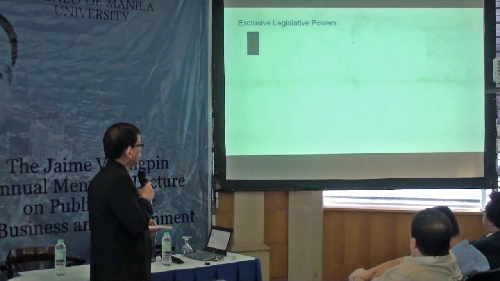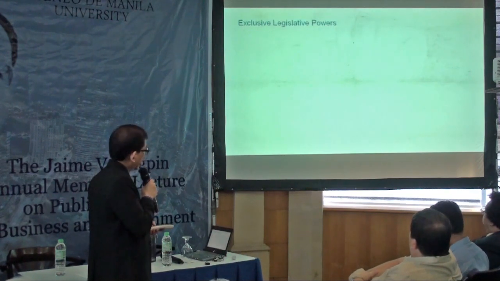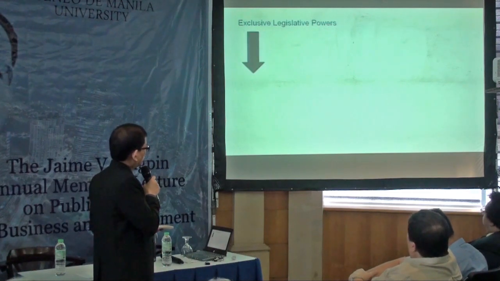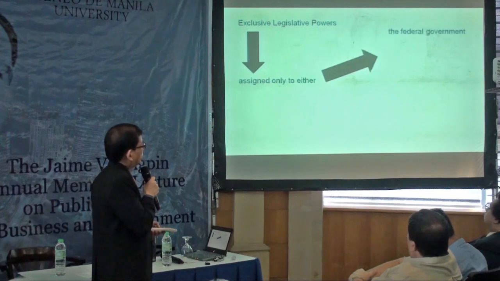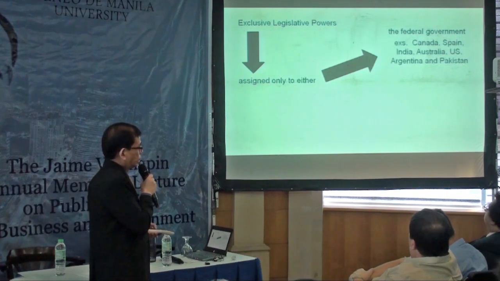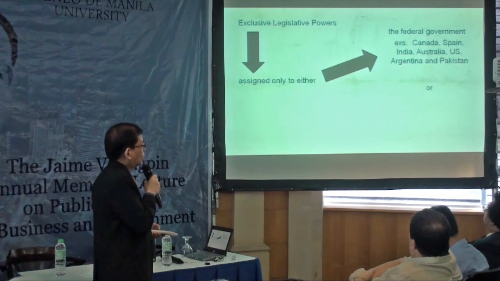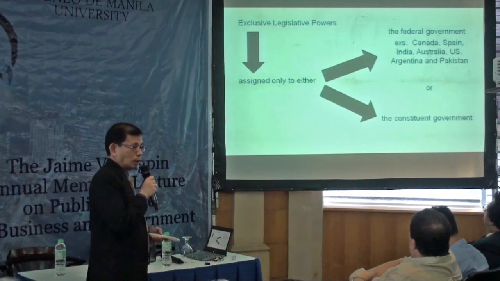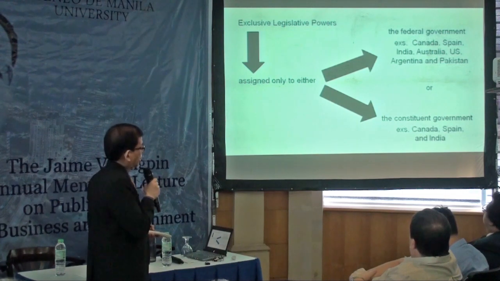So let us now go to form. Let us discuss exclusive legislative powers. Exclusive legislative powers are assigned only to either the federal government. Examples would be Canada, Spain, India, Australia, US, Argentina, and Pakistan, or the constituent government. Examples: Canada, Spain, and India.